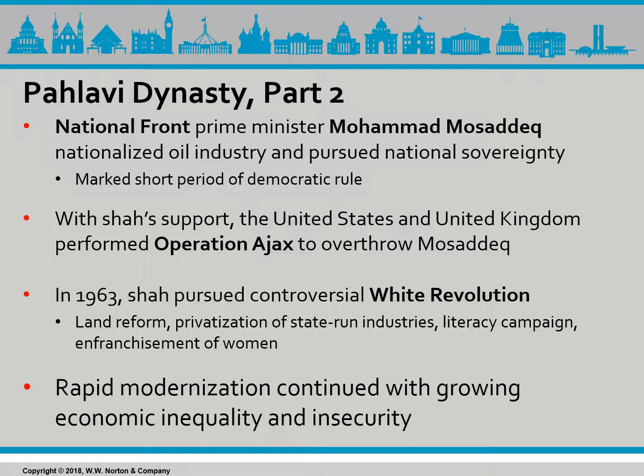The Shah started reforms in 1963, known as the White Revolution, that involved the top-down modernization policies that his father had promoted earlier. So you had land reform, privatization of state-run industries, so again, doing away with communism and socialism. He had a literacy campaign and the enfranchisement of women, again, that's voting rights for women. And rapid modernization continued with growing economic inequality and insecurity, which happens when a country is swapping from state-run things to private. You have to let it have growing pains for a time, which usually is not explained by any type of regime, and so that's always a problem.